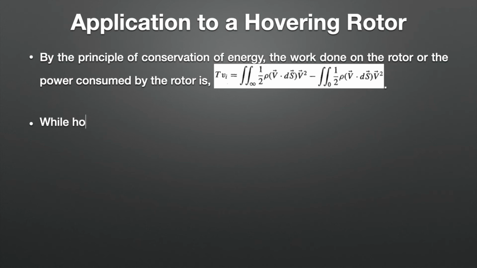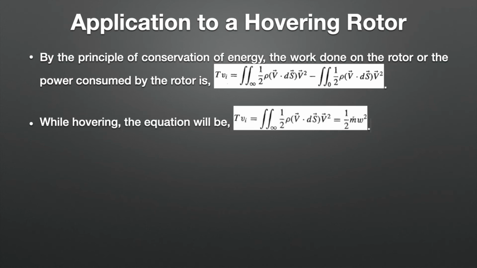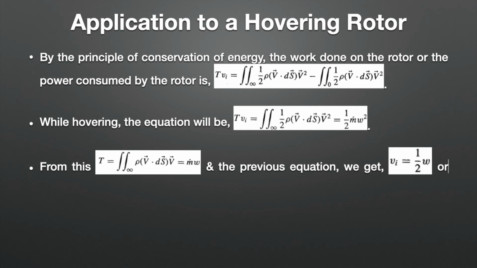Once again, in hover condition, the second term on the right hand side of the above equation will be equal to 0. Then, similar to the previous equation, you get T into Vi is equal to 1 by 2 m dot omega square. The resulting equation from this equation and the previous equation, that is from T into m dot omega and the previous equation, we get Vi, that is induced velocity, is equal to half of omega, or omega is equal to 2 Vi.